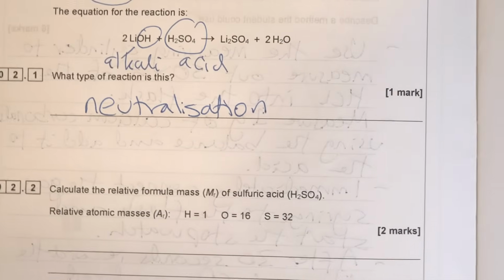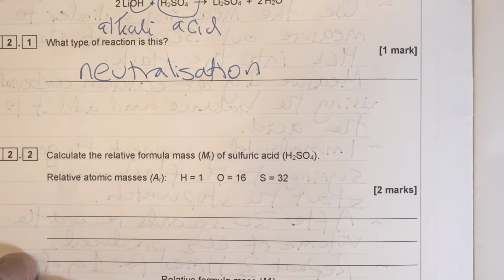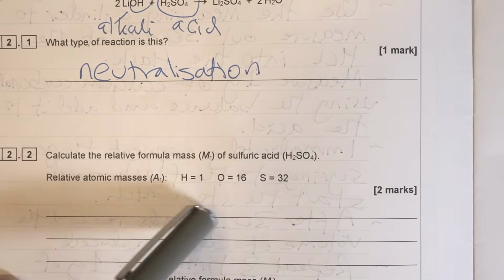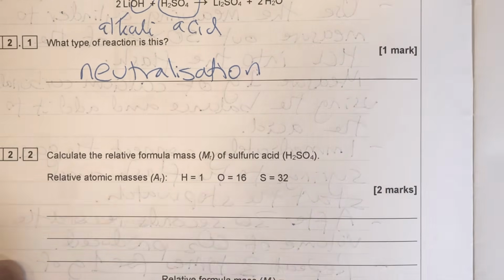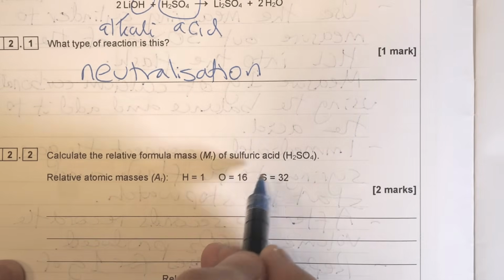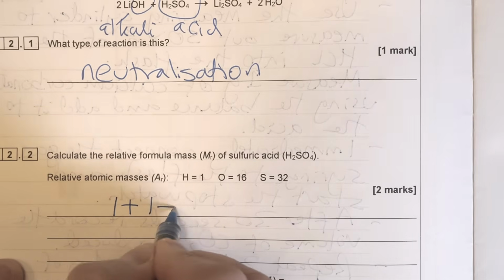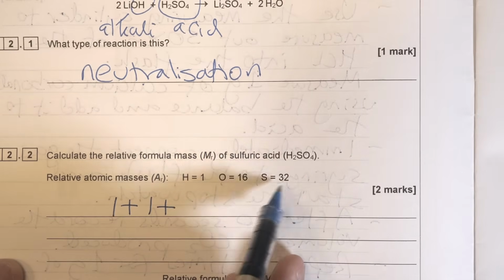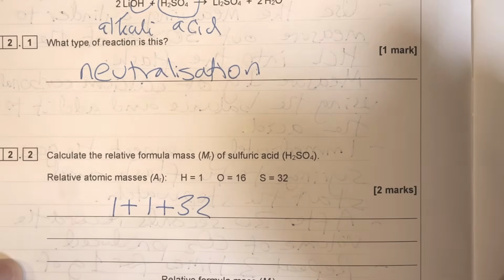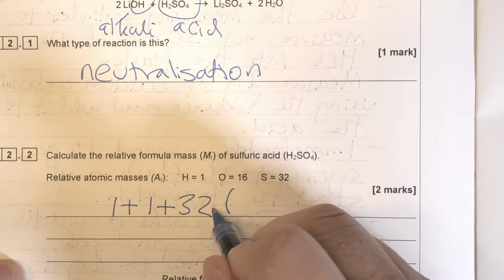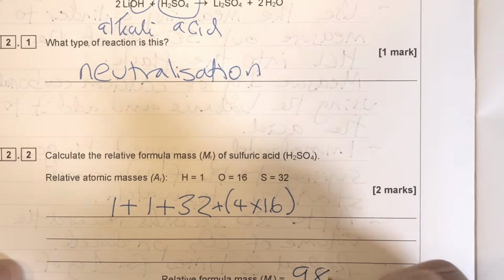Question 2.2. Calculate the relative formula mass of sulfuric acid. Now you don't even need to look up the mass numbers because it's giving you the relative atomic masses here. So you don't need to consult the periodic table. Now we've got 2 hydrogen atoms. Each one of those has a relative atomic mass of 1. So 1 plus 1 for the hydrogens. The sulfur has a relative atomic mass of 32. And the oxygen atoms each have an atomic mass of 16, and there's 4 of them. So we need to add in 4 lots of 16, and when we do that it comes to 98.